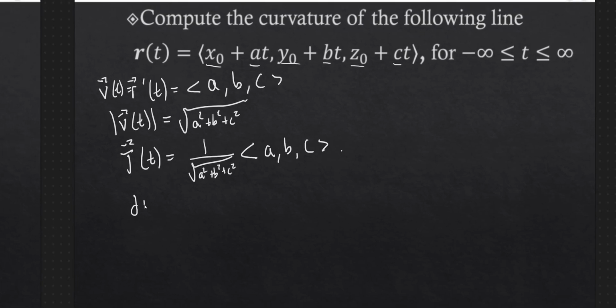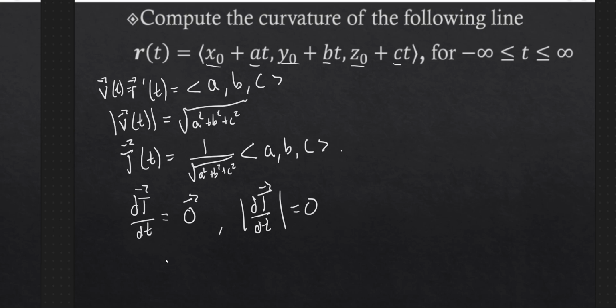So dT/dt is, well, what's the derivative of this with respect to time? Everything in here is a constant, so this is not changing, which is exactly what we could have predicted. We know that the tangent vector is not going to change as we move along a line, so the derivative of the tangent vector is the 0 vector. dT/dt is 0. The magnitude of that is the 0 scalar. So the curvature function kappa is just always 0.